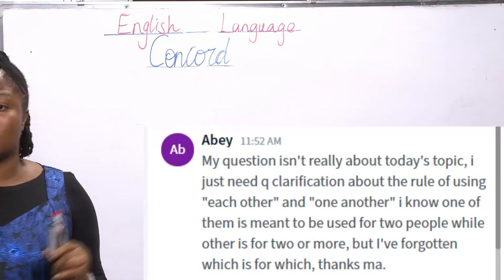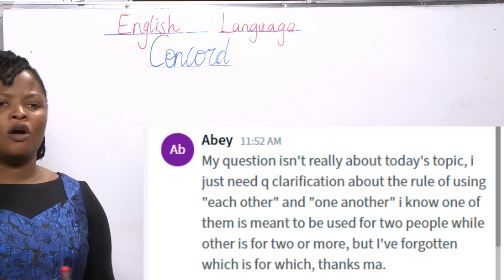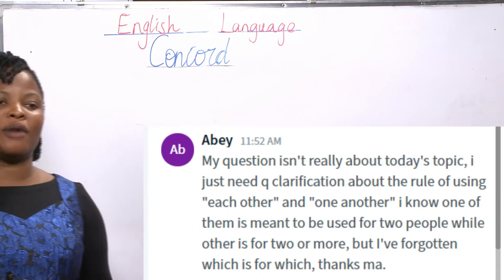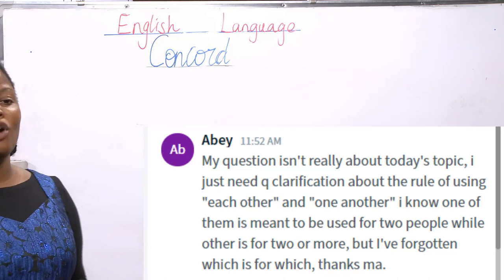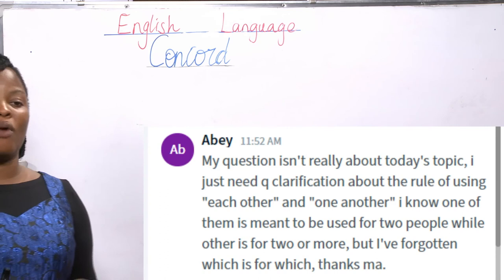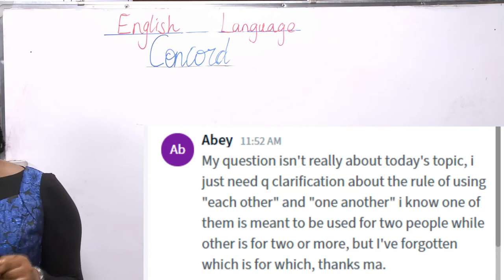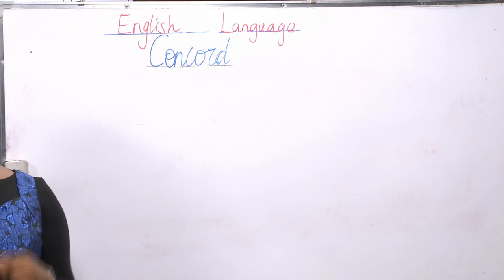Okay, Abe, which is used? My question isn't really about today's topic. I just need clarification about the rule of using each other and one another. I know one of them is meant to be used for two people while the other is for two or more, but I've forgotten which is for which. Okay, very simple. Each other for two people, one another for more than two people.